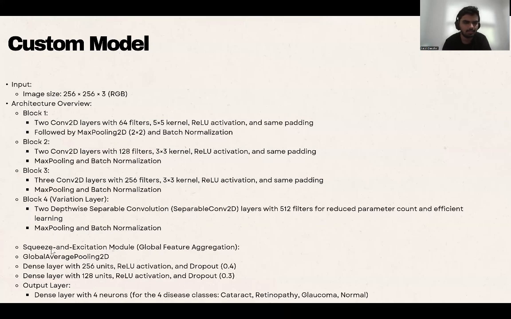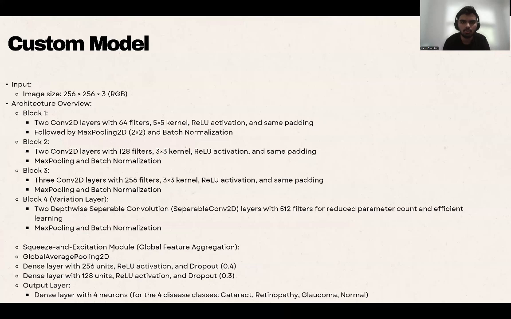Then all the filters are squeezed into a single dimension, and then a global average pooling is applied over them, followed by two dense layers with different numbers of units and ReLU activation function. We had used dropout to prevent overfitting, obviously. And for the output layer, it has 4 neurons for 4 different classes.